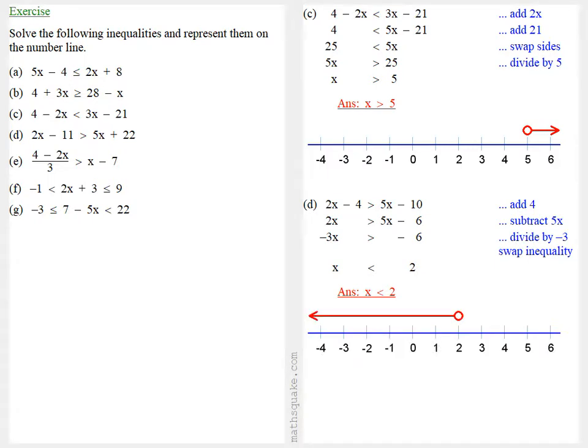So to draw this on a number line, we draw a circle above the 2, and it's left unfilled because x cannot take the value 2. And we draw an arrow to the left because we want to show all the numbers that are less than 2.